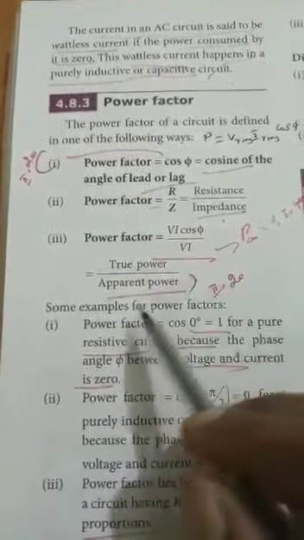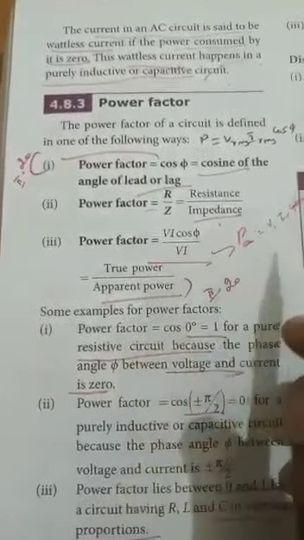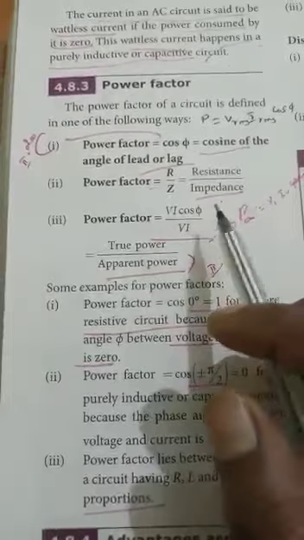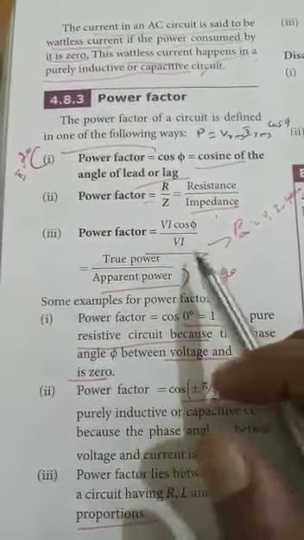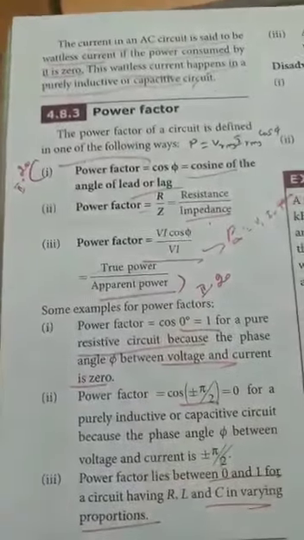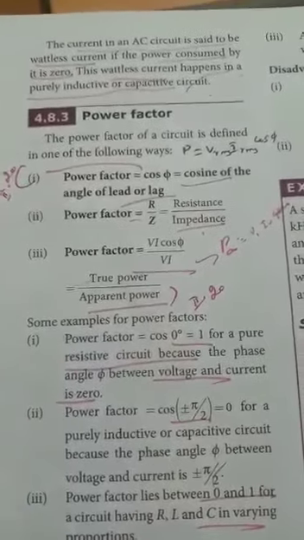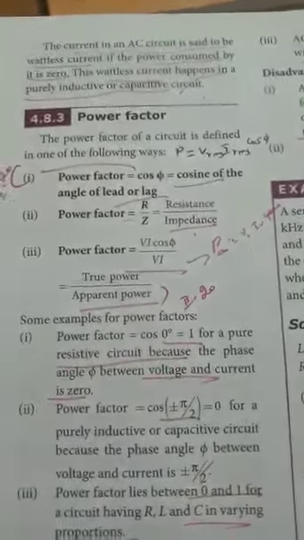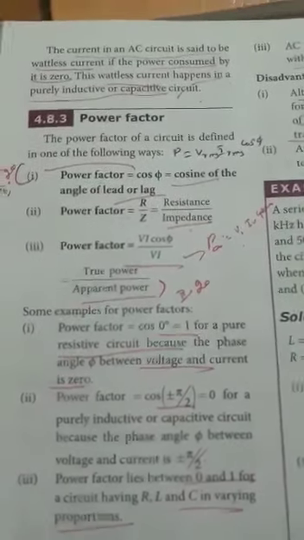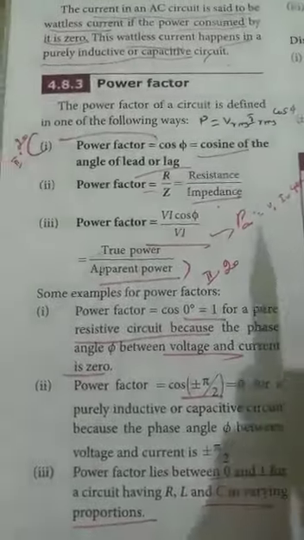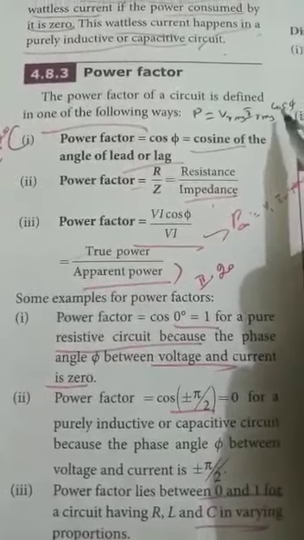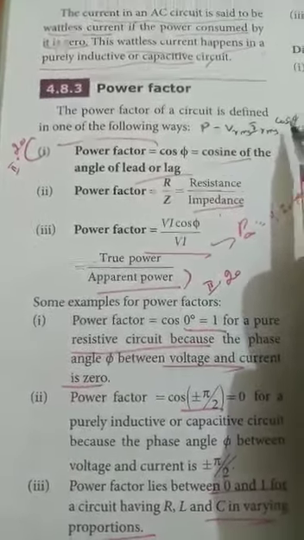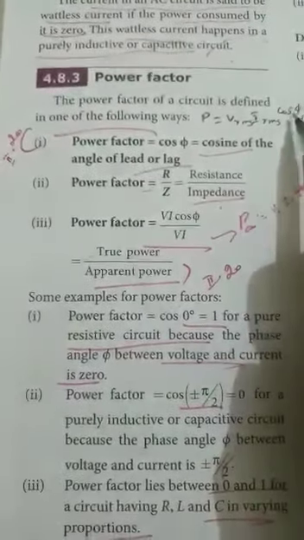That means cosine of the angle of leading or lagging. We know the angle phi between the voltage and current. That angle is leading or lagging, that means AC with the capacitor or inductor. So power factor is nothing but cos phi, that is equal to cosine of the angle of leading or lagging.